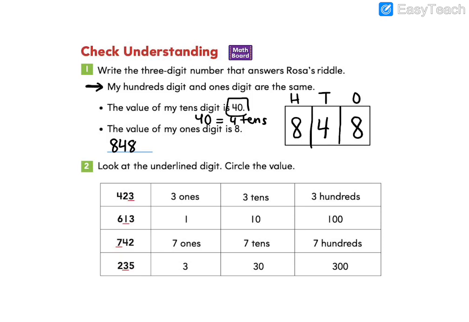For number 2, you should have found the digit 3 in 423 is equal to 3 ones. The digit 1 in 613 is equal to 10. The digit 7 in 742 is 7 hundreds. And the digit 3 in 235 is 30.